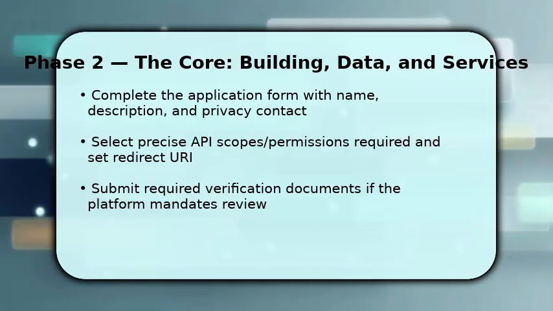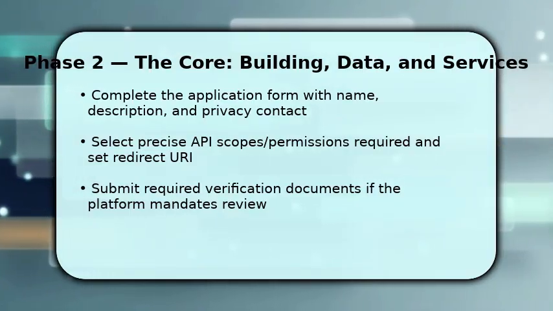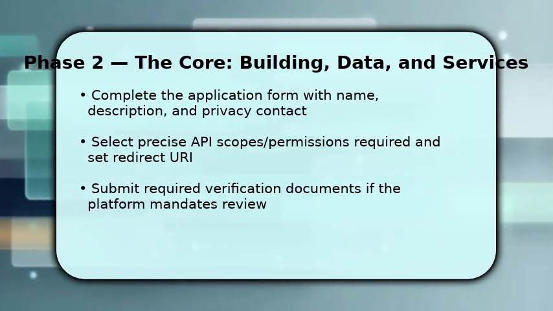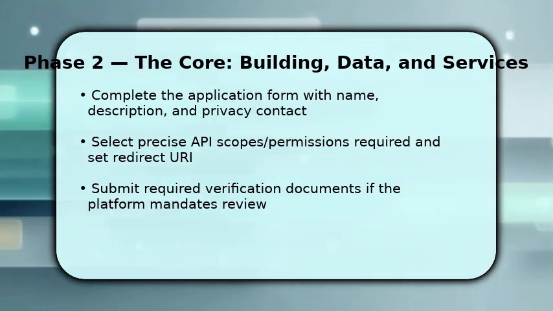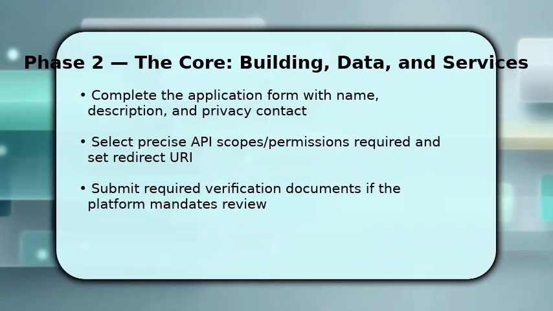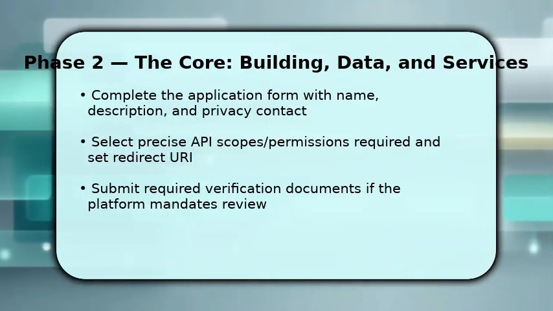Next, you fill the registration form: concise name, purpose, and a privacy contact email. Then, choose only the API scopes you truly need to reduce review friction, and enter the exact redirect URI. Mismatches break authentication. Upload any verification documents the platform requests, like organization proof or tax forms, and agree to rate limits and usage policies. Once submitted, monitor the dashboard for review status.